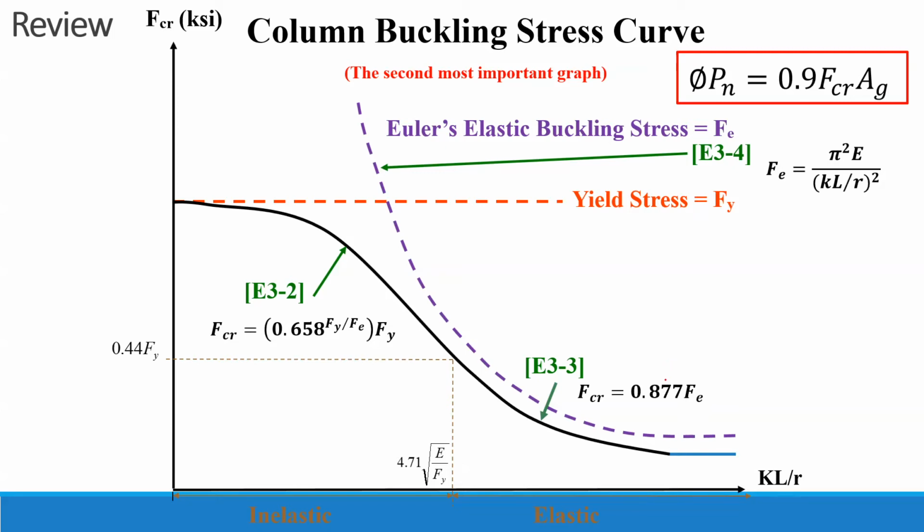initial out-of-straightness. Okay, and this slide summarizes all the theory and the equations behind the column design. So first of all, the φPn for a column is equal to 0.9 times Fcr times Ag. So this is equation E3-1 in your manual. And the first portion of the curve can be expressed with Fcr equals to that. So that's equation E3-2 in the manual. And the elastic failure, the later portion of the curve, is in line with the Euler elastic stress, 0.877 times Fe, where Fe is the Euler elastic buckling stress defined here.